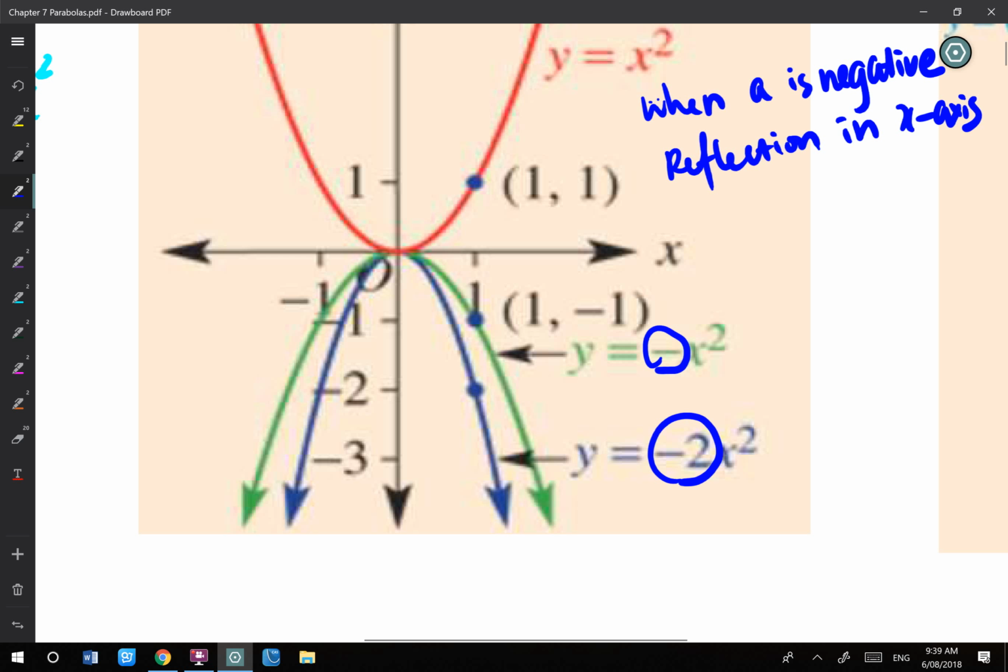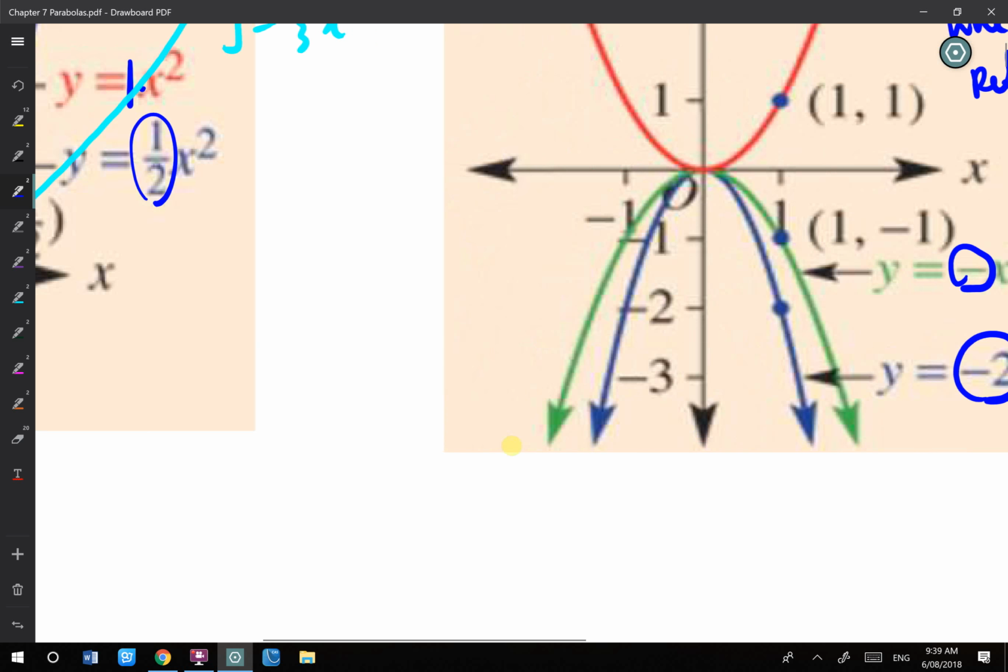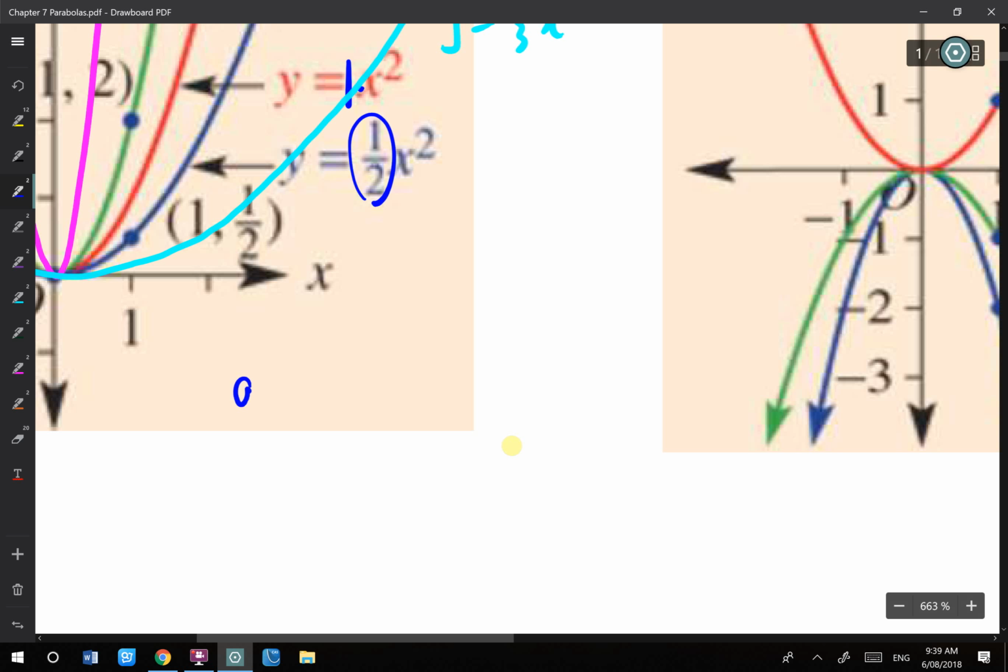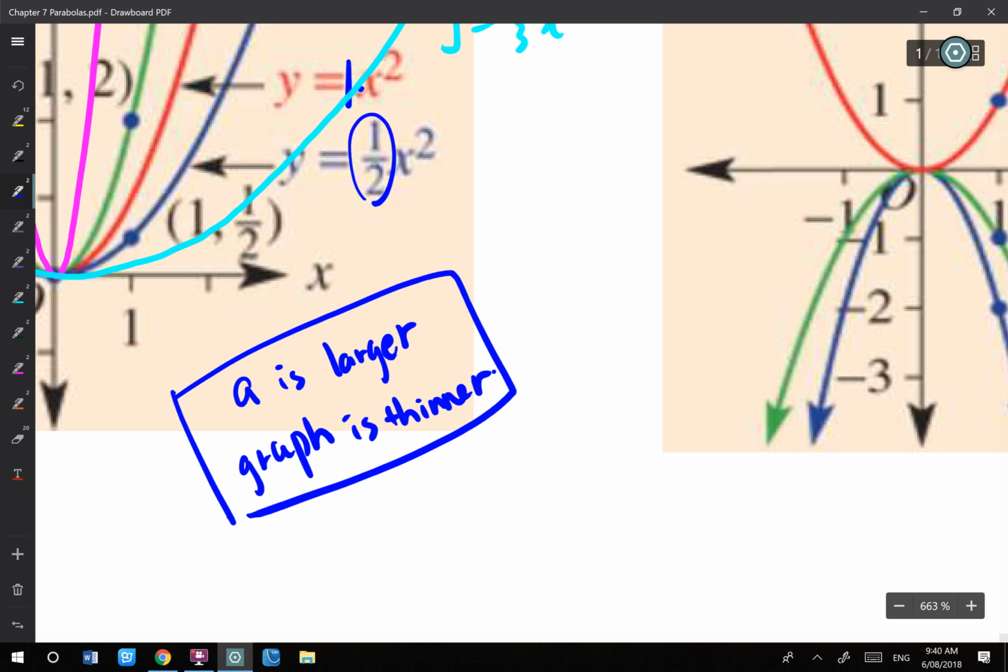Okay, and we can see the blue graph and the green graph. The blue one is thinner, right? This one is thinner, negative 2x squared. But remember you said the larger the a, the thinner the graph. That's the conclusion we made from the first one.